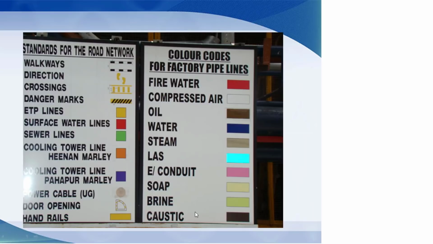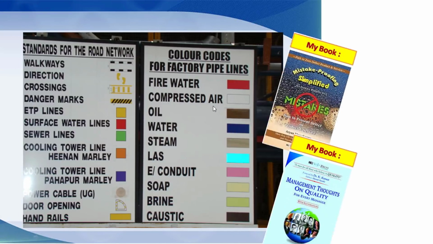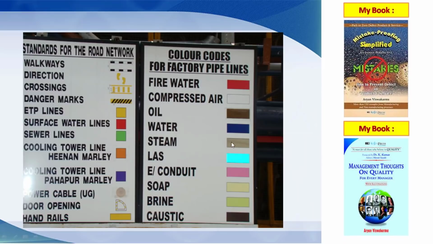And here on this side you can see color code for pipelines. So red pipeline carries water, white pipeline carries compressed air, and brown pipeline carries oil. And the same way many other things have been standardized.